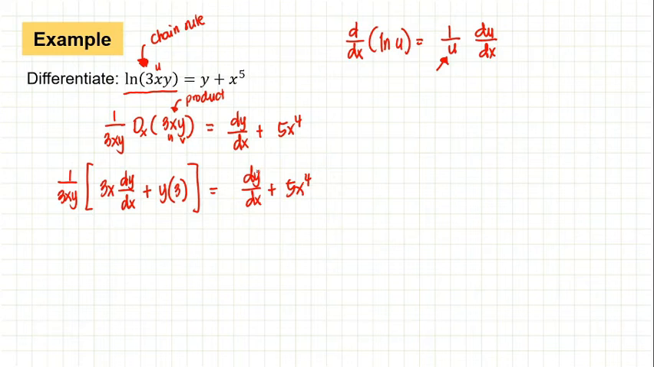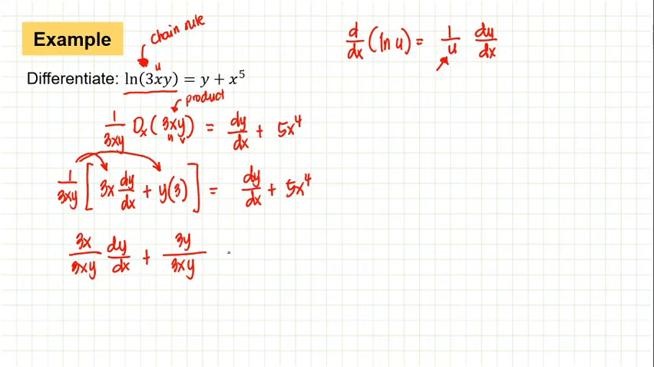Okay? Then let's simplify. So let's distribute this one here and here. So we will have 1 over 3xy times 3x times dy over dx becoming 3x over 3xy dy over dx. Okay? Plus, we have y times 3, that is 3y, times this one. So we will have 3y over 3xy. Okay, equal to, you copy, dy over dx plus 5x to the power of 4. Then let's simplify.